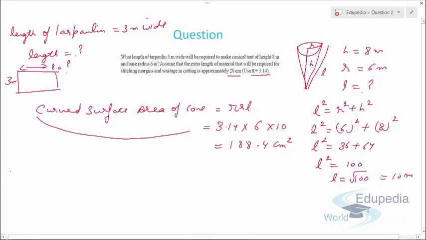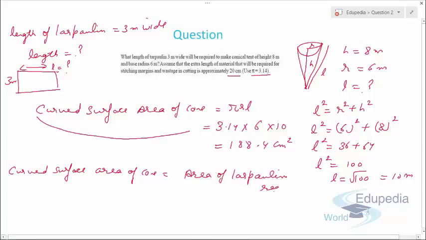required. So we can say that the curved surface area of cone should be equal to area of tarpaulin required, right? So curved surface area here is 188.4 equals to area of tarpaulin. So it will be length into breadth. We are given the breadth, so we can put the value. So it will be 188.4 equals length into breadth, which is 3.